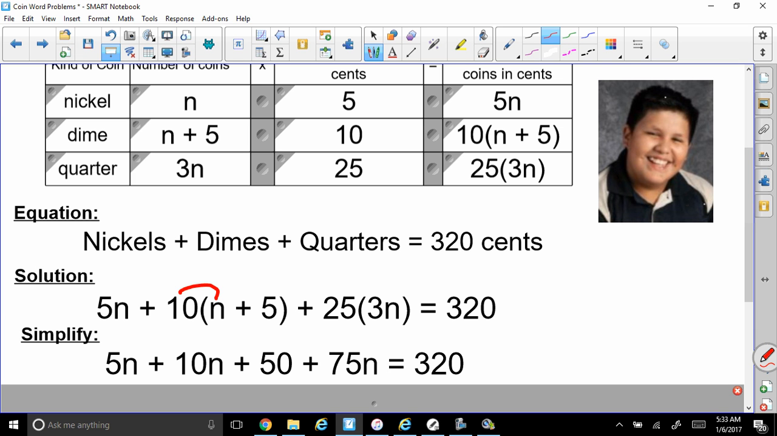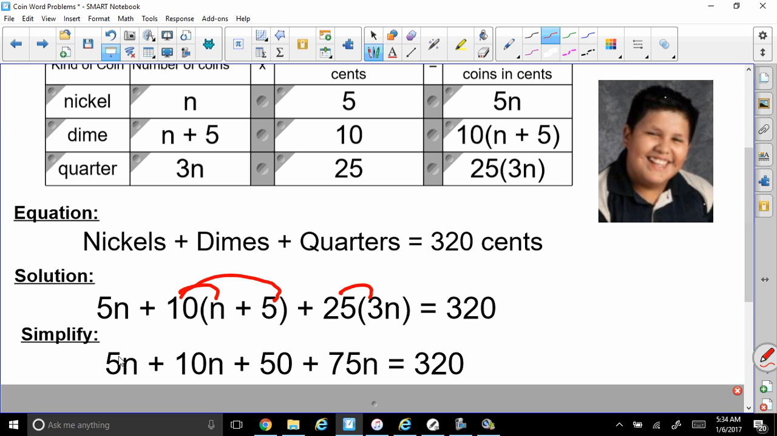10 times n, that gives me 10n. 10 times 5, that gives me the 50. 25 times 3, that'll give me the 75n. So I will be left with this new equation, 5n plus 10n plus 50 plus 75n.